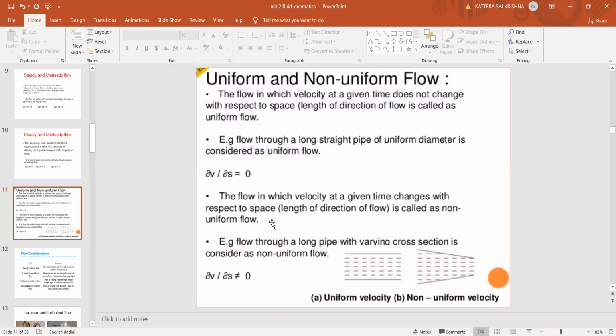Okay, any doubt in this? Uniform and non-uniform flow. If the velocity is not changing with respect to space, it is called uniform flow. If the velocity is changing with respect to space, it is called non-uniform flow. So here the equation is given as dou v, nothing but change in velocity, by dou s, change in space, nothing but position. Dou v by dou s is equal to 0 for uniform flow, and dou v by dou s is not equal to 0 for non-uniform flow.